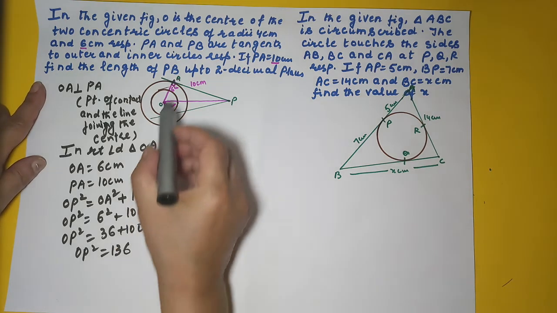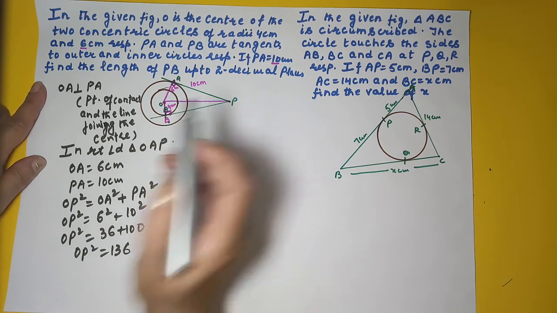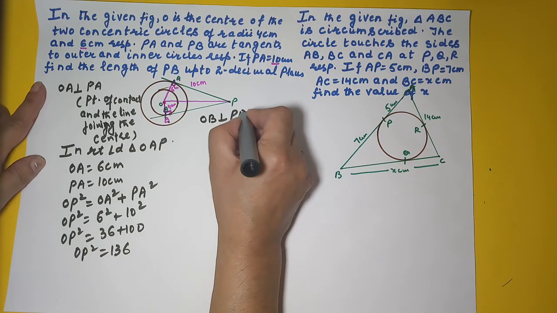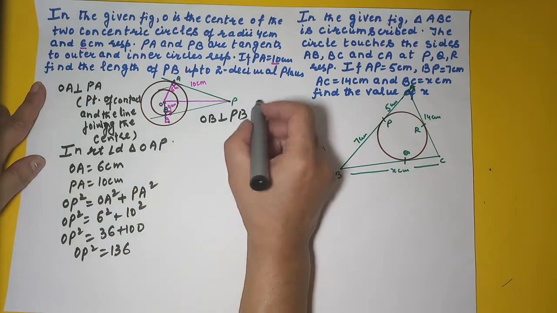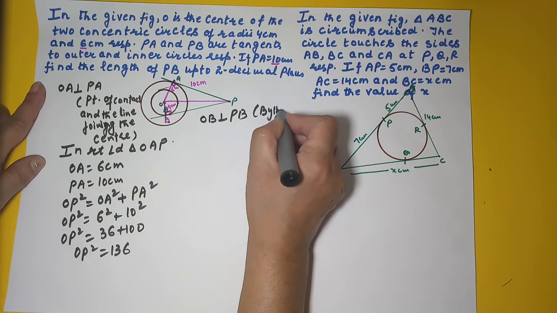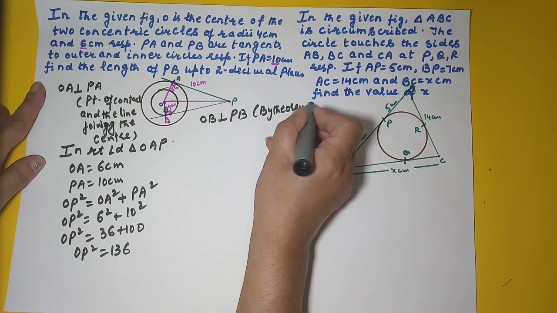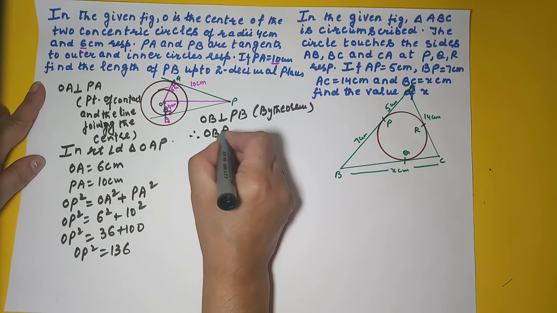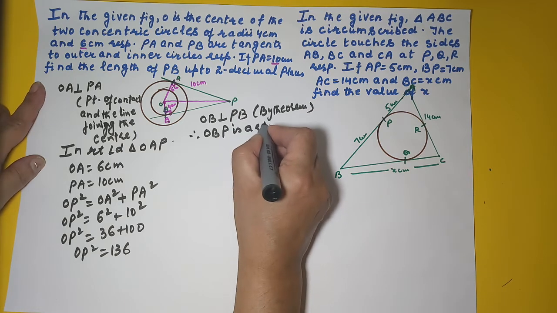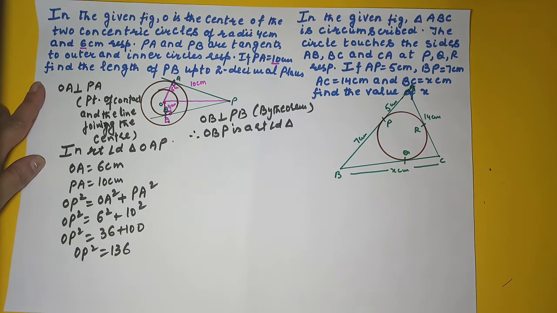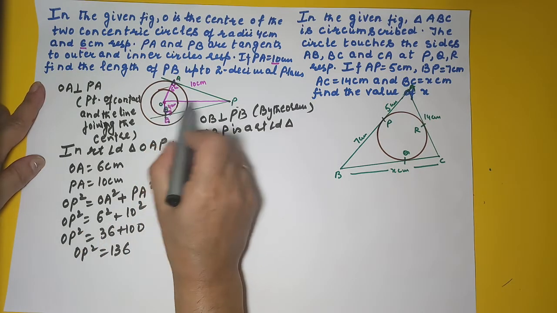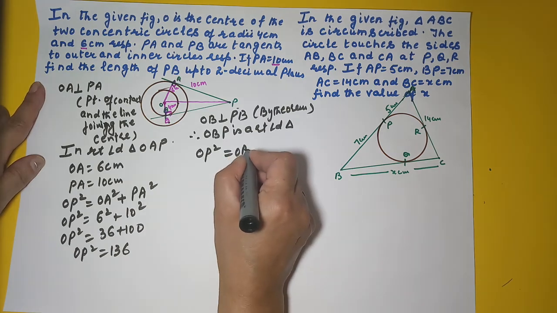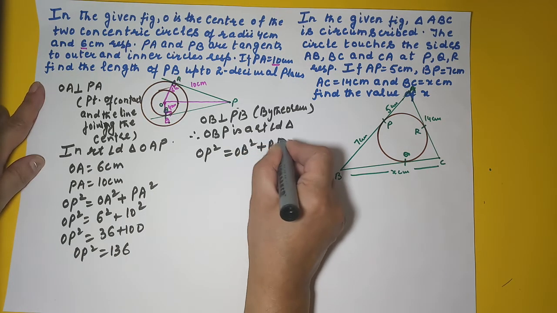Now, let me go to this triangle OBP. Again here, OB is perpendicular to PB. We have already given the reason for that. Same by theorem. So, you can write by theorem. Therefore, OBP is a right angled triangle. In this right angle triangle, OP is the hypotenuse. So we can write OP square is equal to OB square plus BP square.